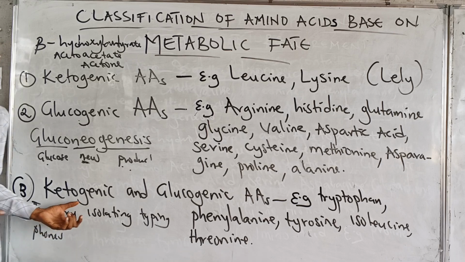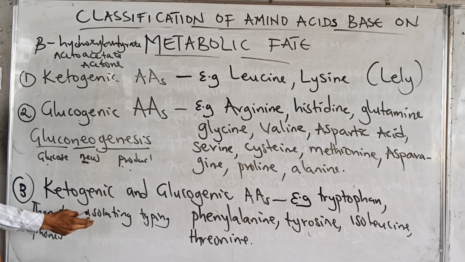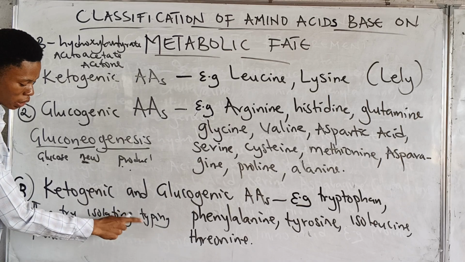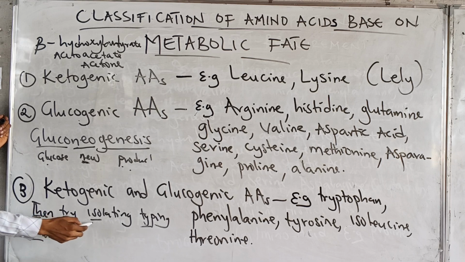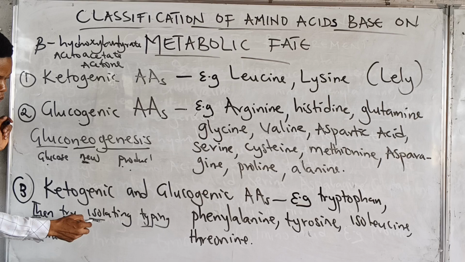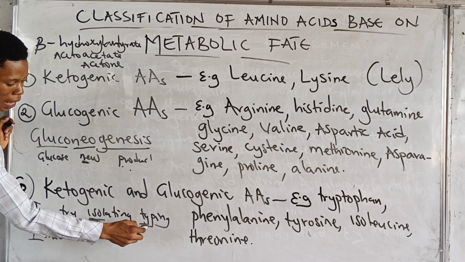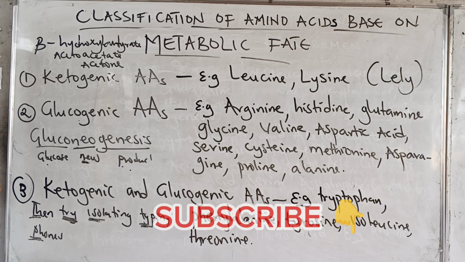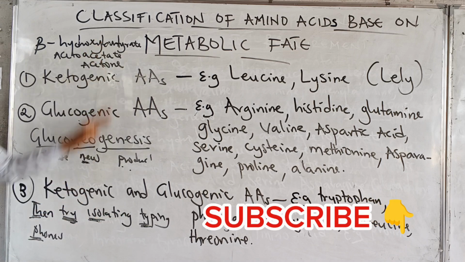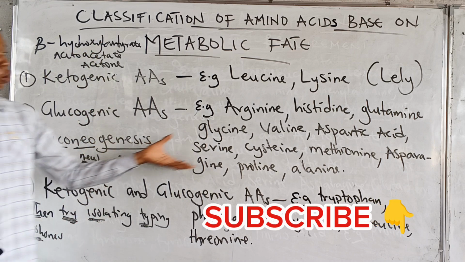Please don't write it like that in exam. Write threonine, tryptophan, isoleucine, tyrosine, phenylalanine. So you can see the two letters. This set will help you to remember that. Then any amino acid remaining, I will know it falls under glucogenic.